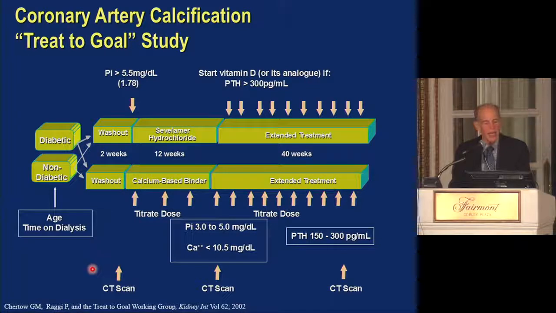Glenn Chertow did the so-called treat-to-goal study. He took patients, washed them out of all binders, those that remained hyperphosphatemic. He got a CT scan. 12 weeks of sevelamer versus 12 weeks of calcium to titrate, and then he extended the study for a year, checking the CT scan at 6 months and the CT scan at 52 weeks or 12 months. The goal was the old K-DOQI guidelines.